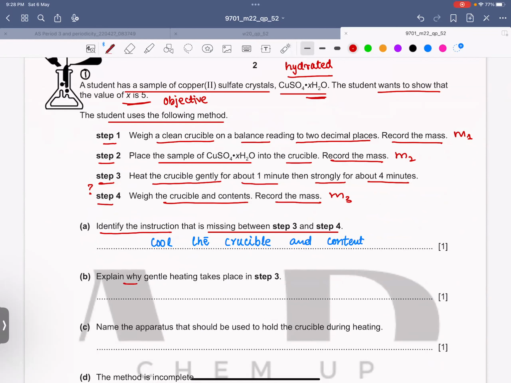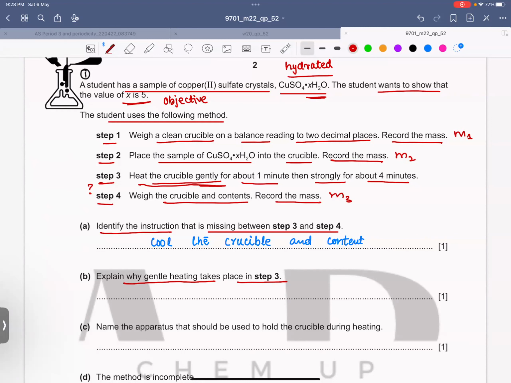In part B, explain why gentle heating takes place in step 3. So see, at first there is gentle heating. Eventually we are dehydrating. When we heat strongly, it breaks the bonds, dehydrating the water. Sorry, can you repeat, Rida? Sir, to break the bonds between copper and H2O.